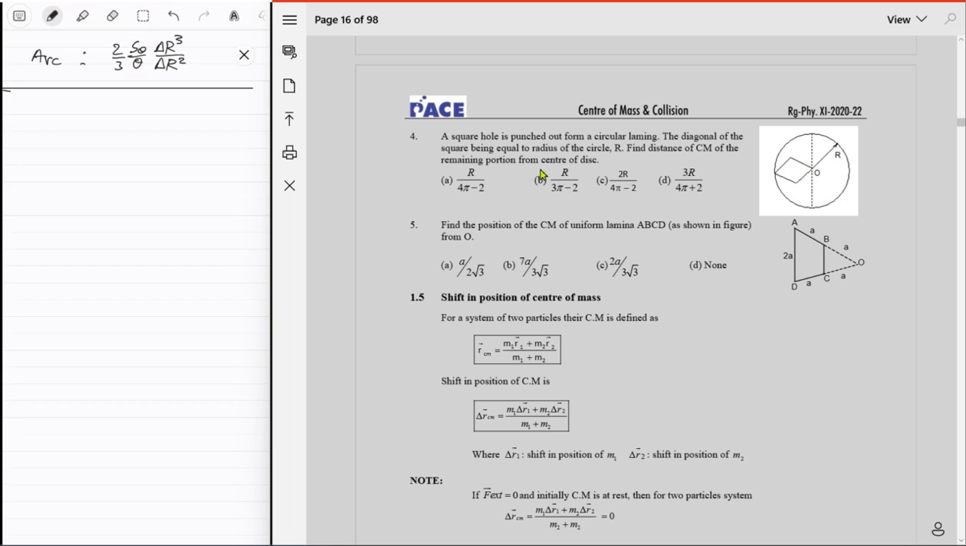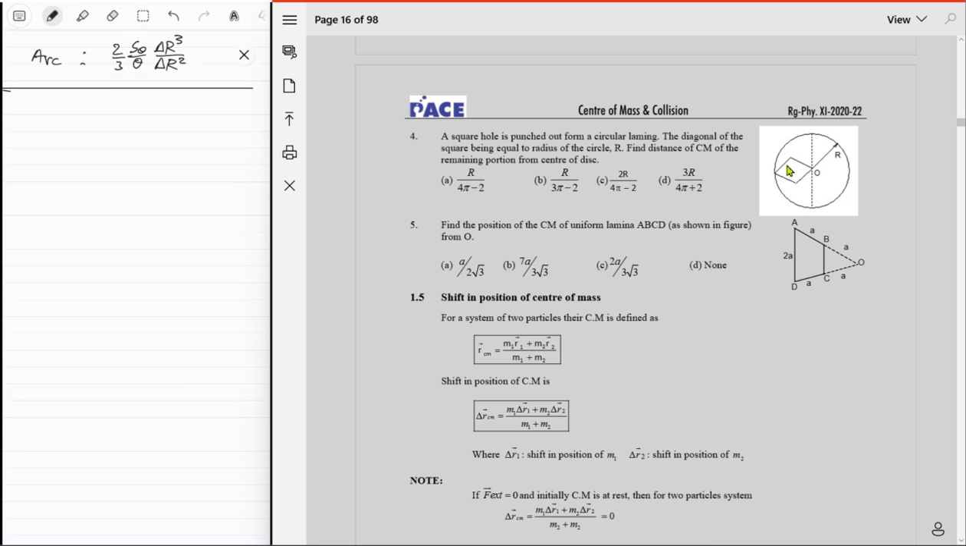A square hole punched through a circular lamina, whatever. The diagonal of the square being equal to the radius of the circle, capital R. Okay, find the distance of the center of mass. It's a square. Okay, that's nice. It looks more like not so square thing, but whatever. Find the distance of the center of mass of the remaining portion from the center of the disk. The usual thing. Okay, calculate this thing.